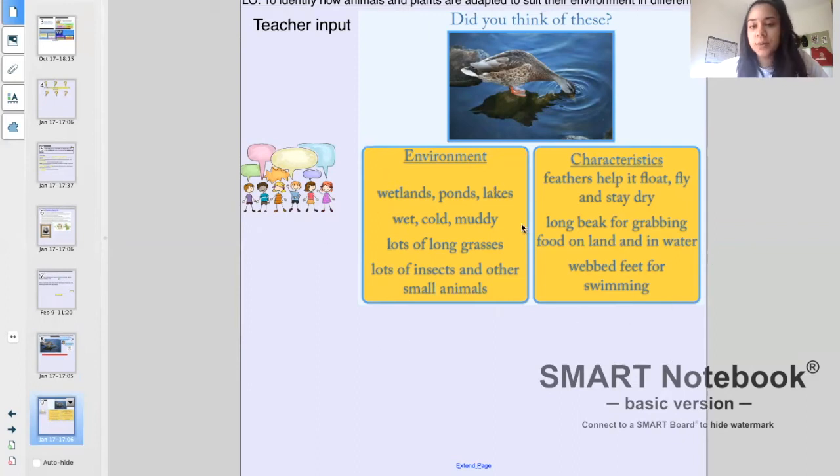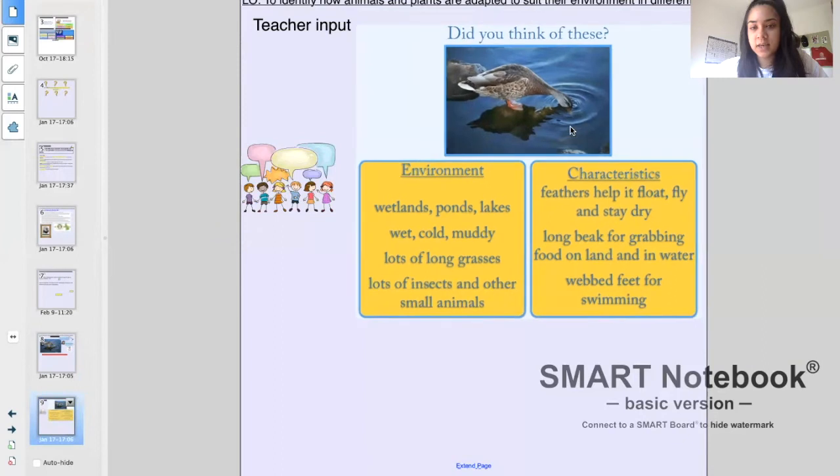And hopefully you touched upon these ideas here for characteristics. So feathers that help it float, fly and stay dry, as well as a long beak for grabbing food on land and in water. And finally, webbed feet for swimming. So these are all characteristics that help the duck to survive, okay? Well done.